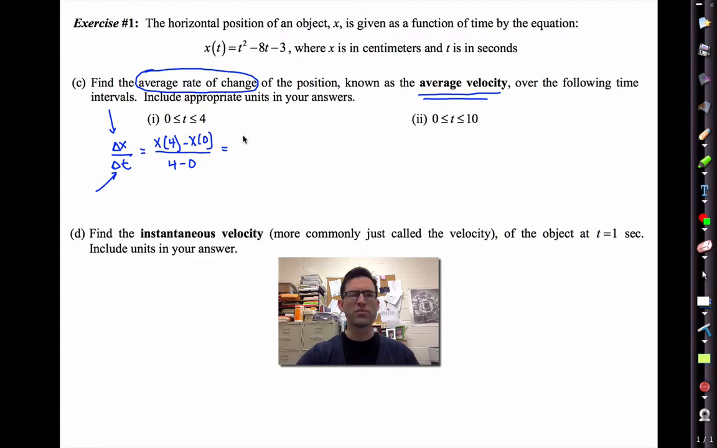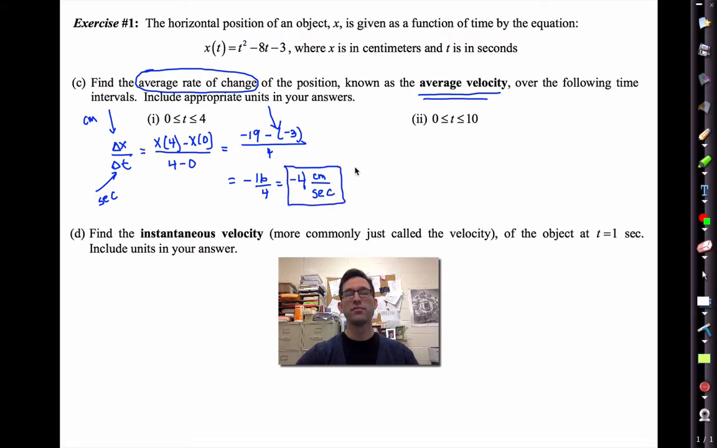So again, we could kind of go through all of this, but x of 4 is negative 19. X of 0, as we found out, was negative 3. Got to be very careful of this subtraction. Divided by 4. That's going to give us negative 16 divided by 4, and that's going to be negative 4. Now let's talk about units, right? Again, the units of the displacement were centimeters. The units of elapsed time will be seconds, so we have negative 4 centimeters per second, right? And we're very comfortable with rate units at this point.